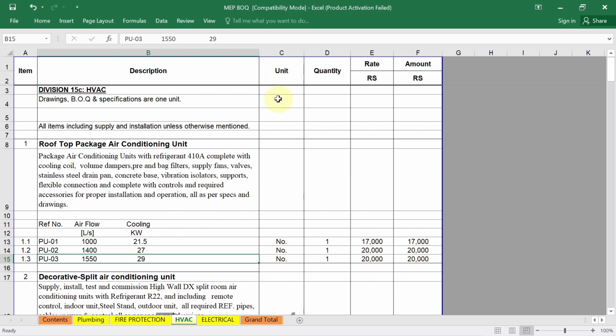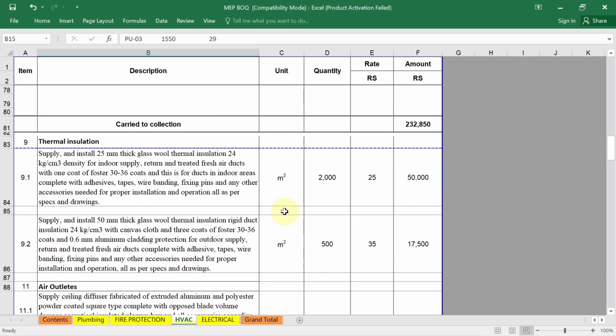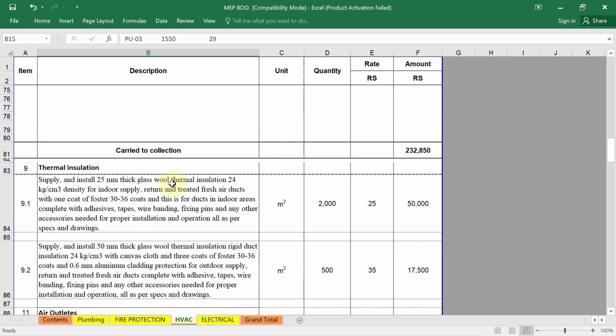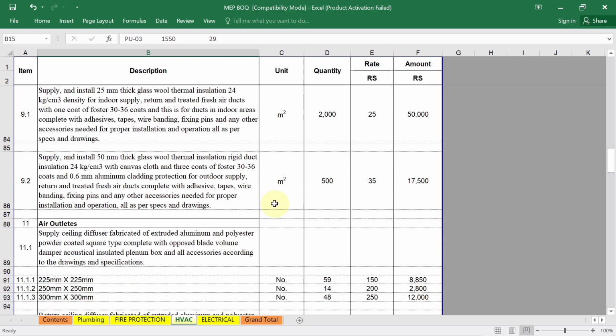Here you have to specify the unit of measurement for each item. If it is a rooftop package or any equipment, in the unit of measure you have to write down the number, how many units of equipment. For the rooftop package air conditioning unit, see the unit is written as number. You just write down the numbering, 1, 2. In the same way, for the galvanized sheet metal rectangular ductwork, the unit of measurement given is kg. For thermal insulation, it is square meter. So you have to specify the unit of measurement for each item.